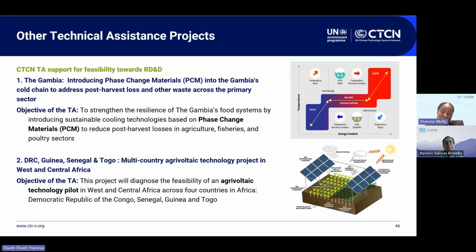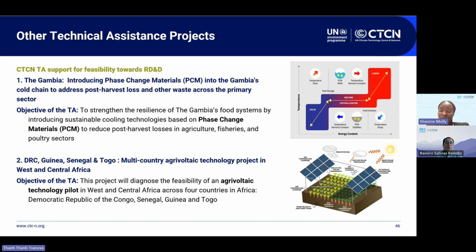So, two other projects that we've had, and of course, one of them is very early stage. That is also speaking to feasibility towards RD&D. We have this new technology that is going to be tested for the very first time in the Gambia, and this is called phase change materials, solar-powered phase change materials for cooling. So this is going to be used to strengthen the resilience of Gambia's food system.